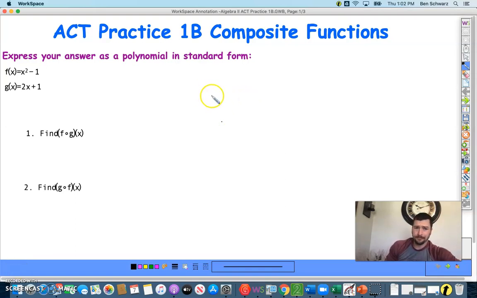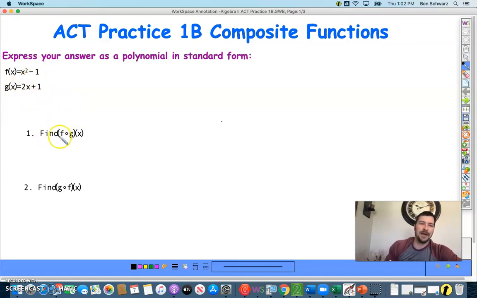Alright, so today we're going to finish talking about functions, and we're going to do composite functions today. Well, I'll just explain what that means as we get going. What's going to happen is you're going to be given two functions. So we have f of x, we have g of x, just two different functions.